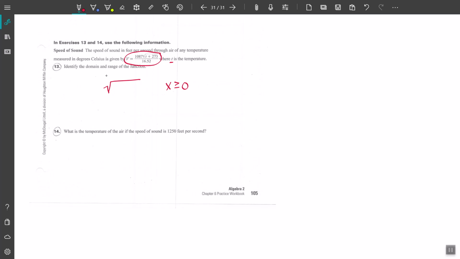So in a problem like this, when they ask us to identify the domain, we can take that t plus 273 that's under the radical symbol, and we can say we definitely need that number to be greater than or equal to 0. And so because we know that, we can solve for t, which is with a simple subtraction problem. And so we know that t has to be greater than or equal to negative 273. All right, if it's any less than that, we're going to end up with a negative number under this radical, which is a problem. All right, so here's your domain.